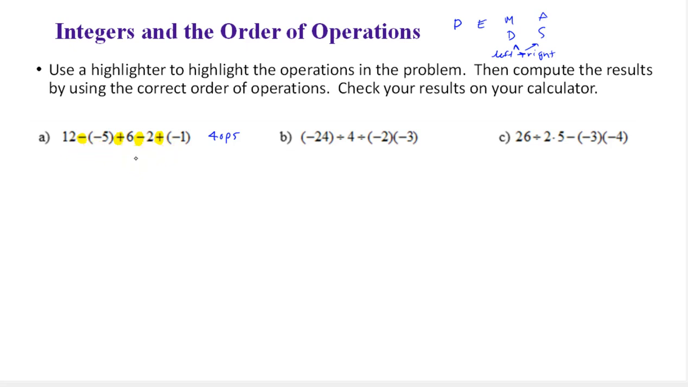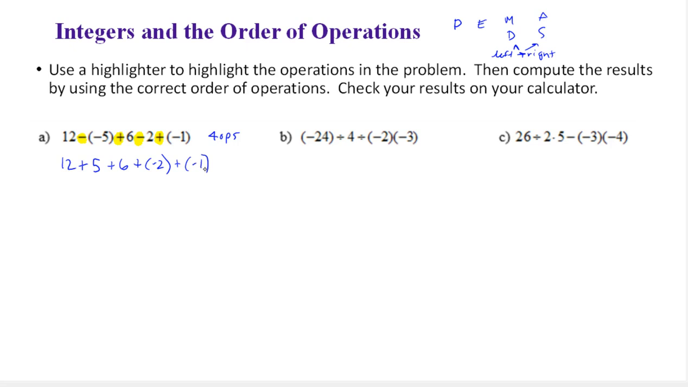But here's something we're going to do a little bit differently. When you have signed numbers, start by rewriting the problem as addition. So I'm going to start with 12. Instead of subtraction, I'm going to write plus and change the sign of the second number. So this was negative, now it's positive. This was already addition, so plus 6. This is minus 2. I'm going to change that to plus negative 2. And then we have plus negative 1.